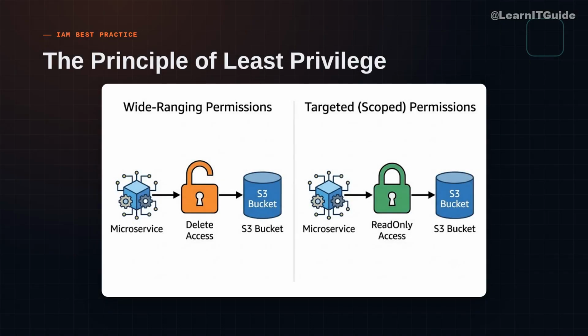The most important concept in IAM is the principle of least privilege. What this means in practice is that you only grant the permissions that are strictly necessary for a specific job. If you have a microservice that only needs to read from an S3 bucket, it should not have delete access. If you grant wide-ranging administrative rights, you are essentially opening the door for an attacker if that service is ever compromised. It sounds simple, but managing this at scale is where the real work happens.